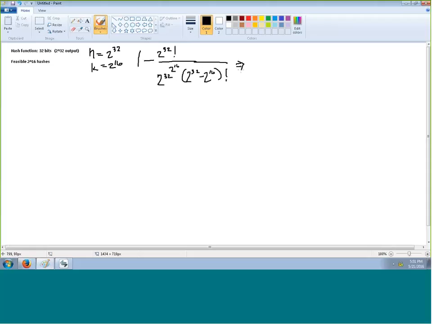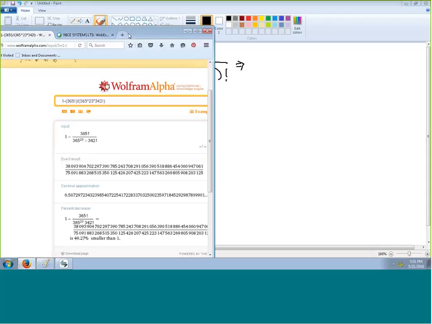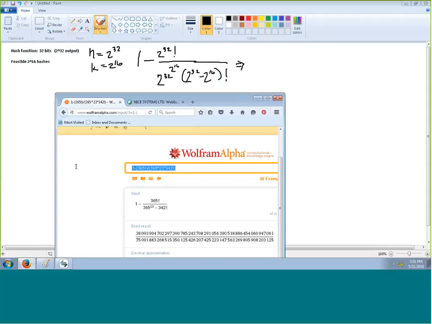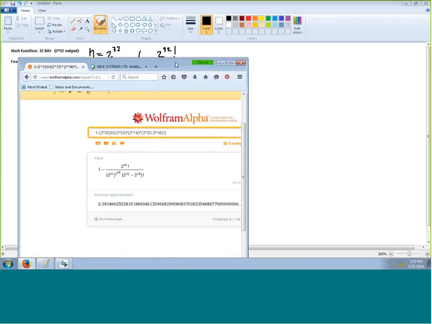All right, let's see. We definitely have to go to Wolfram for this one, and hope that it'll crunch it for us. 1 minus 2 to the 32nd factorial divided by 2 to the 32nd to the 2 to the 16th times 2 to the 32nd minus 2 to the 16th factorial. Wow, so 39, 40%, right?